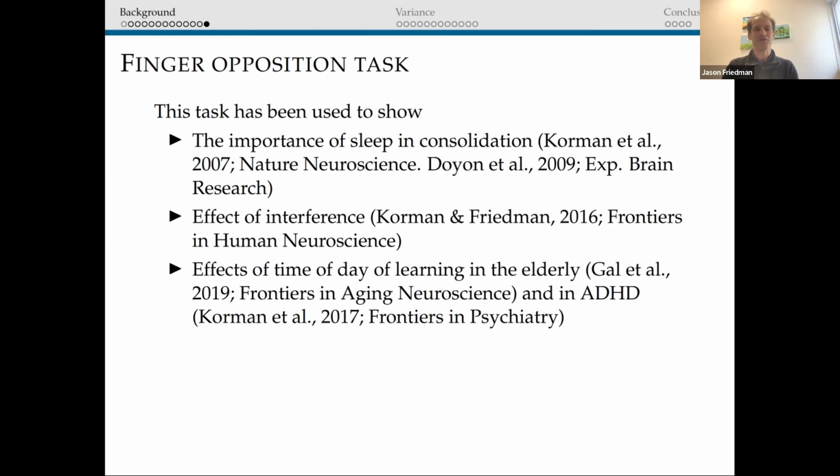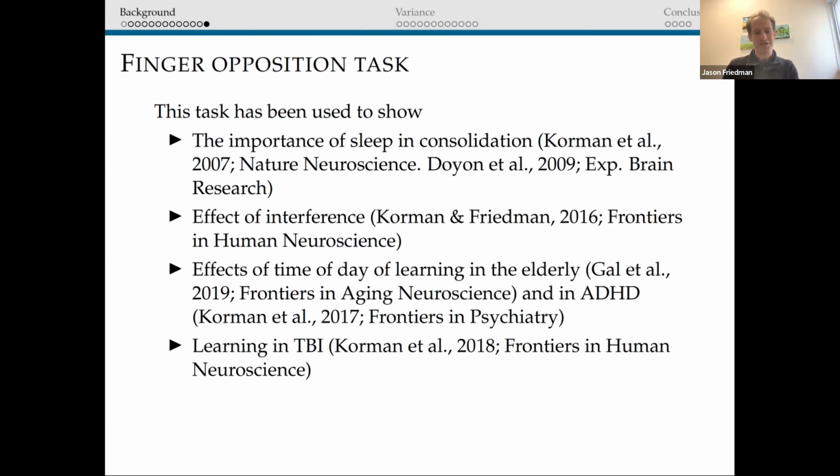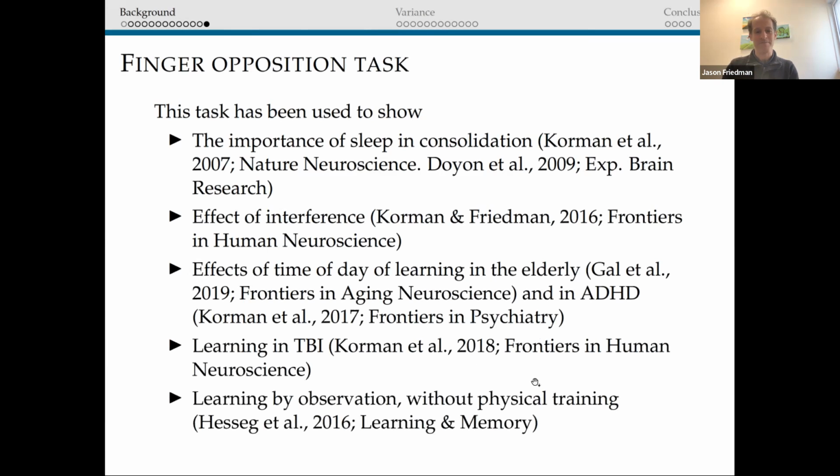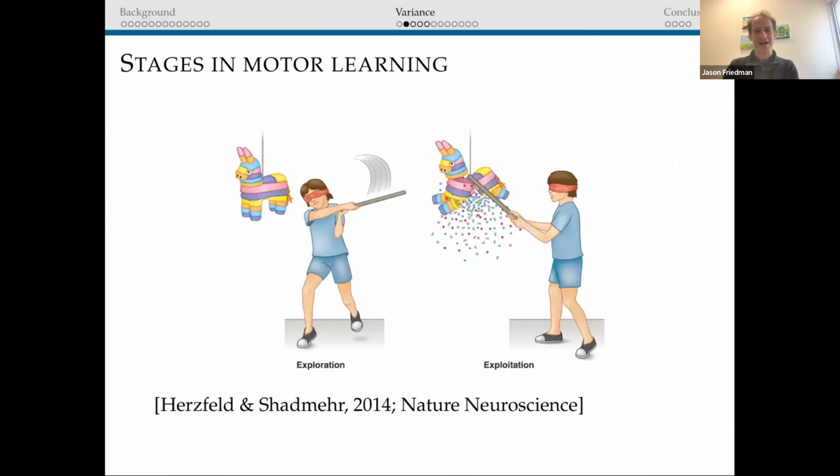So if you learn a task in the evening, you'll have better offline learning than if you learn it in the morning, probably also due to some sort of interference. Learning after traumatic brain injury, learning by observation without physical training. So it's been used for a variety of tasks, and we often see interesting effects. That's why we chose to use it in this study. And the particular question we were interested in was the effect of variance on motor learning.